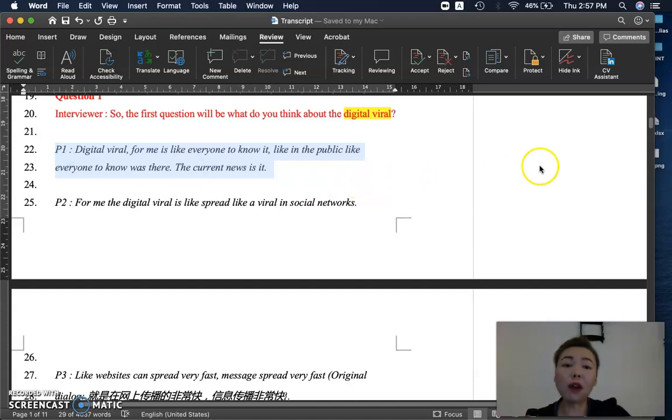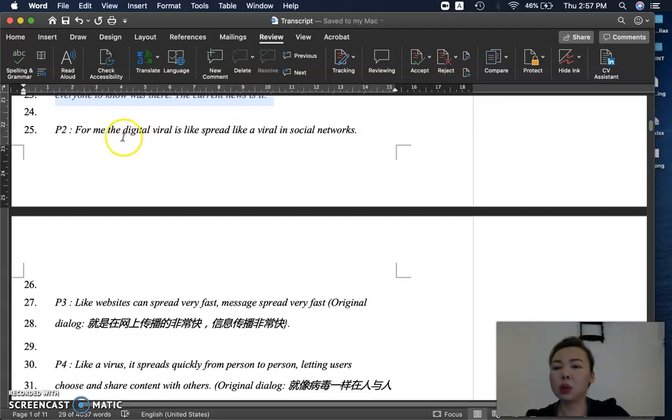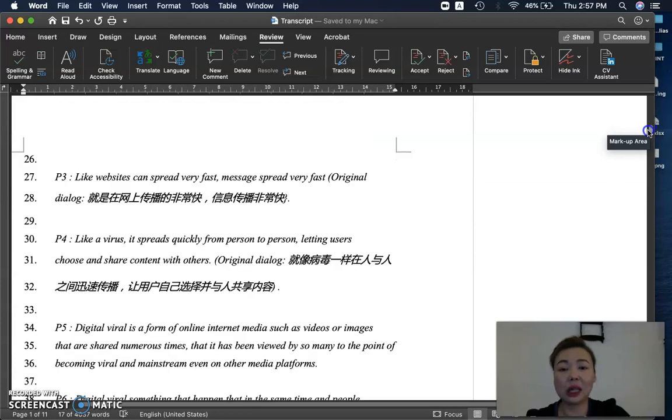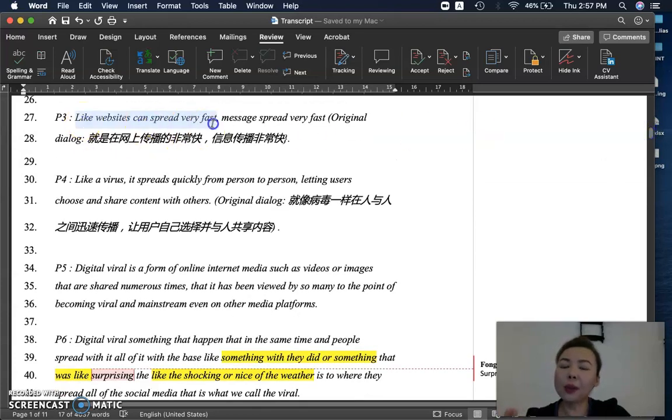Over here, we don't find any success factor. All right, let's skip. P2, line 25. For me, the digital viral is like spread like a viral in the social media. All right, this one also didn't actually review what is the success factor. Let's skip. So like websites can spread very fast, message spread very fast.